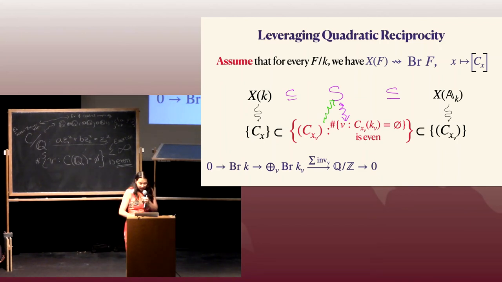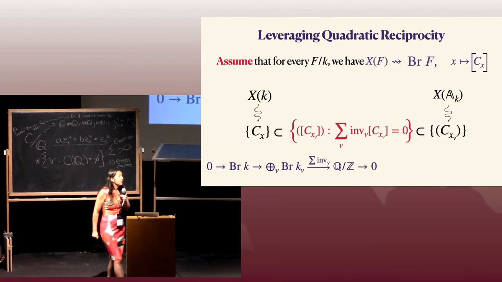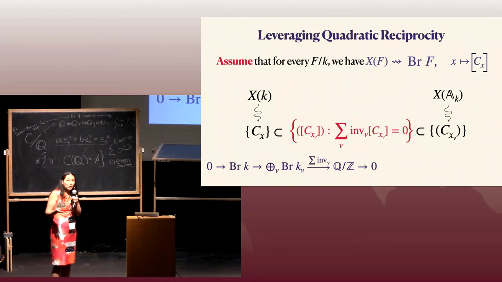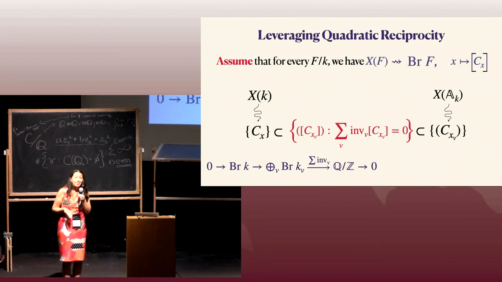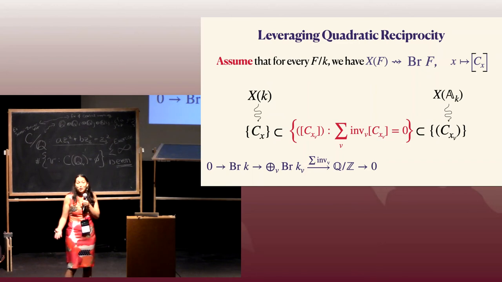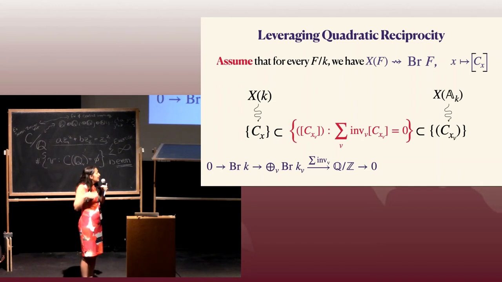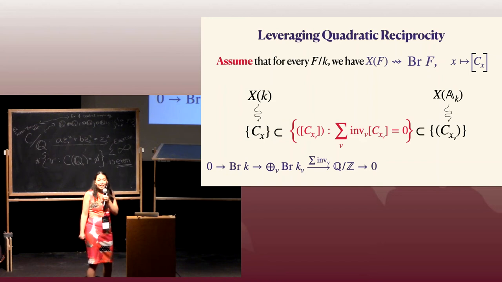So now, this condition that's in the middle, that the set of places is even, I just change that to the sum of these invariants is zero. Okay, because the two torsion of Q mod Z is 1/2 Z, and so if I add up 1/2, I get zero. I get an integer, so that's zero in Q mod Z. Okay, so this is, I don't know, a fancier looking, more generalizable way of saying what we had before.